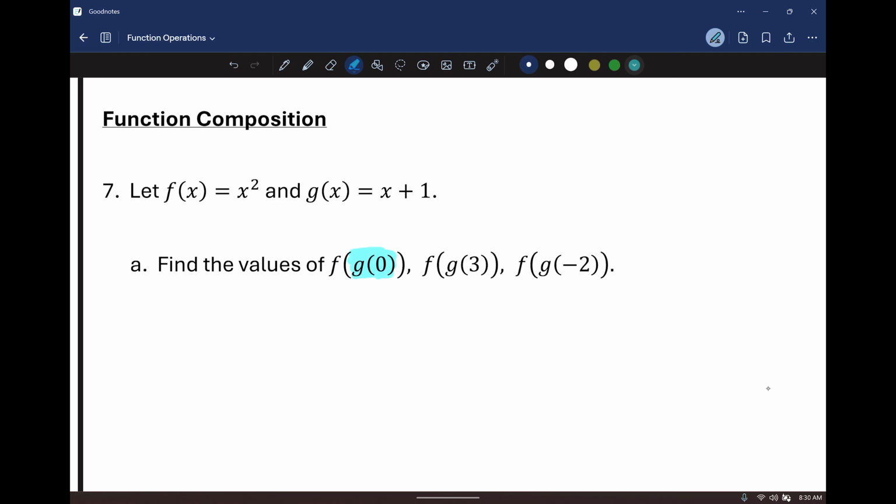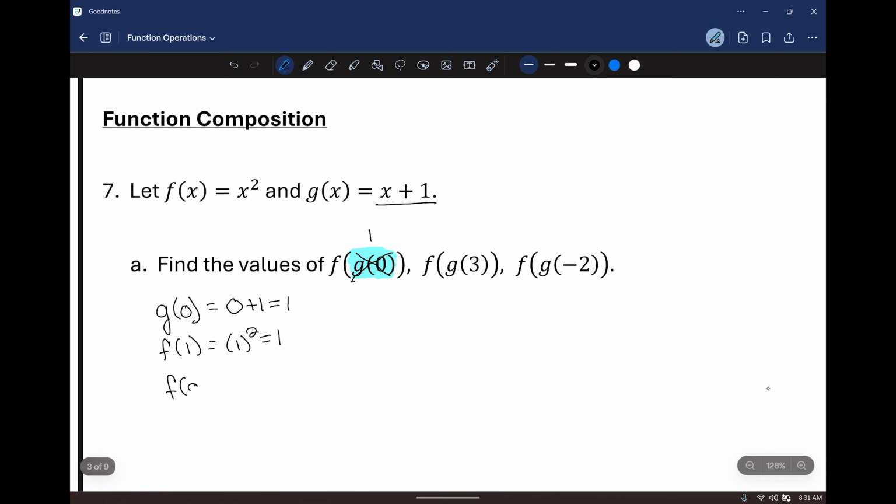So we're going to start with the g of 0. So when I say g of 0, that literally means I'm going to go to function g and plug in 0 for x. So function g is x plus 1, so I plug 0 in for x plus 1 and I get 1. Now, what that means is g of 0 equals 1. So you can take out g of 0 and replace it with 1. Now you're finding f of 1. That means I go to the f function and plug in 1. So 1 squared is 1. So that means that f of g of 0 is equal to 1.